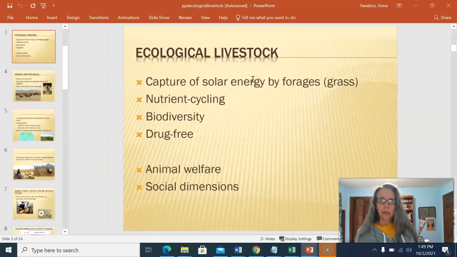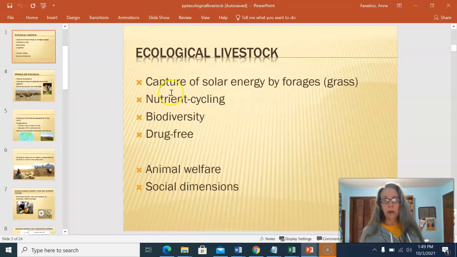So keep in mind that what ecological livestock is based on are the same principles that we studied in agroecology with crops, that it's based on effective capture of solar energy, nutrient cycling, biodiversity, and then we strive to make it drug-free, and we can often do that with a high level of biodiversity. And then the importance of equity for animals or animal welfare.